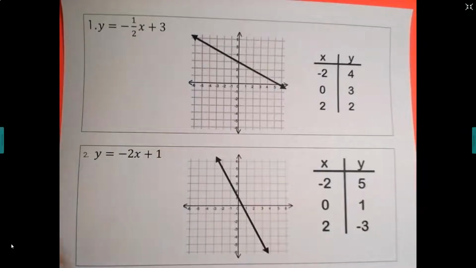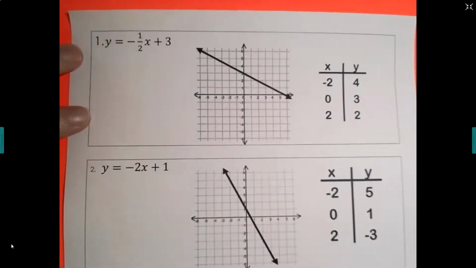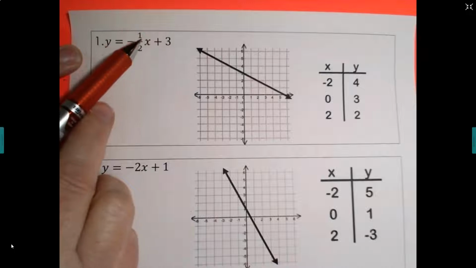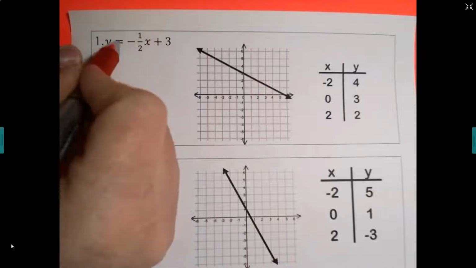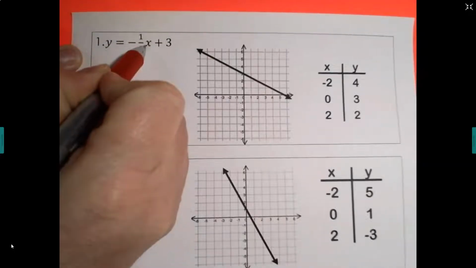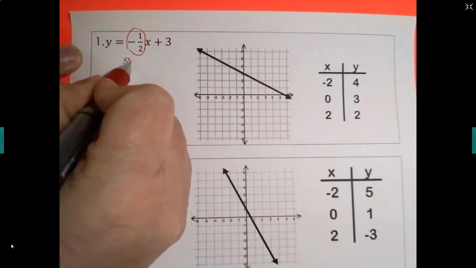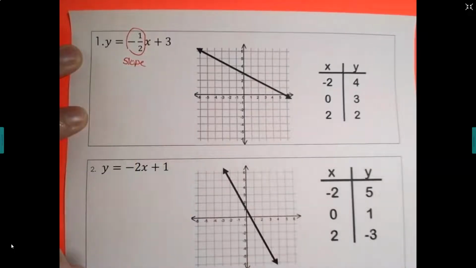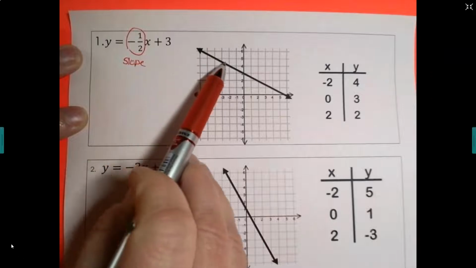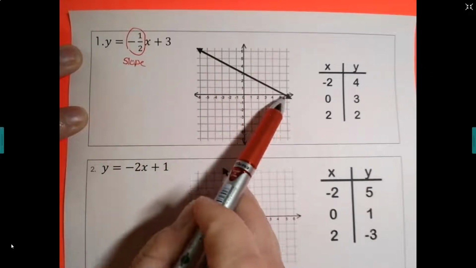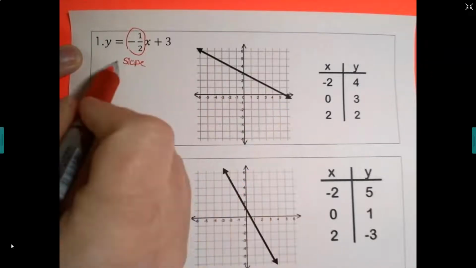All of your equations will be in slope-intercept form, and what's nice about slope-intercept form is it's telling you the two most important pieces of information you need to match this equation to its graph. This first number, the number that is always next to the x, that is your slope. So this slope is negative, and you can see from its graph it has a negative sloping line, meaning it's going down left to right.